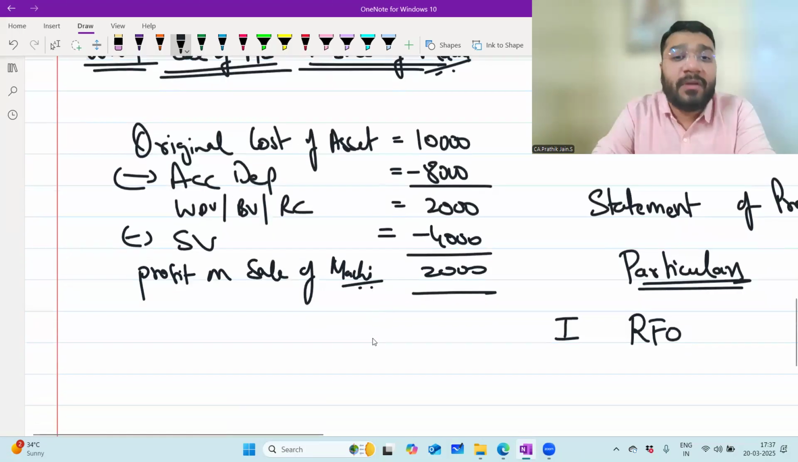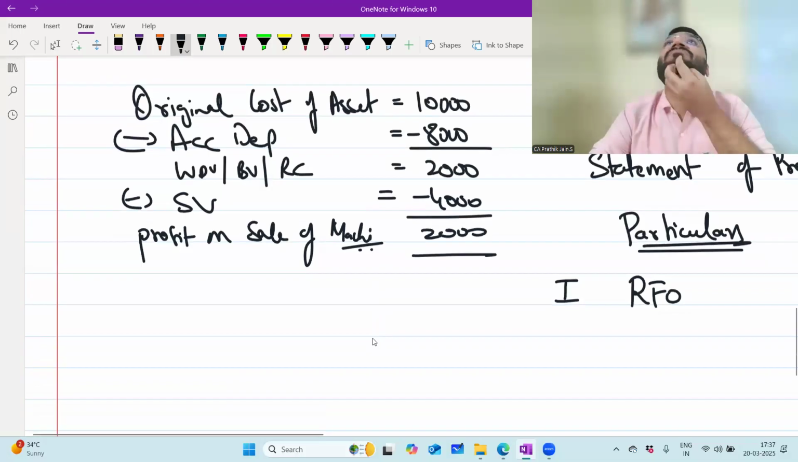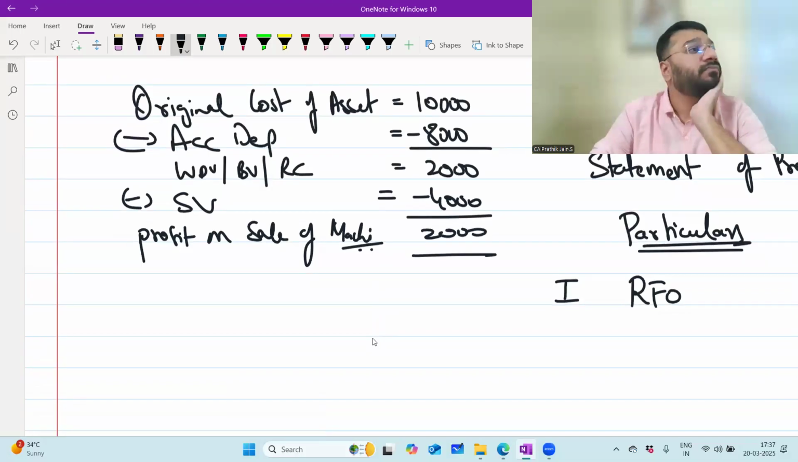Okay. Now, what is RC? RC stands for remaining cost. Remaining cost of the asset.